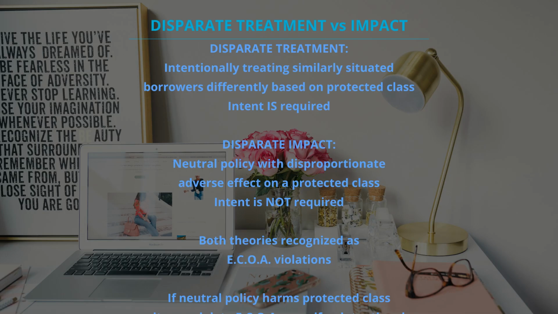Disparate treatment equals intentionally treating similarly situated borrowers differently based on a protected class. Disparate impact equals a neutral policy with a disproportionate adverse effect on a protected class. The key difference: disparate treatment requires discriminatory intent. Disparate impact does not require intent. If a neutral policy disproportionately harms a protected class, it may violate ECOA even if completely unintentional. Both theories are recognized as ECOA violations.